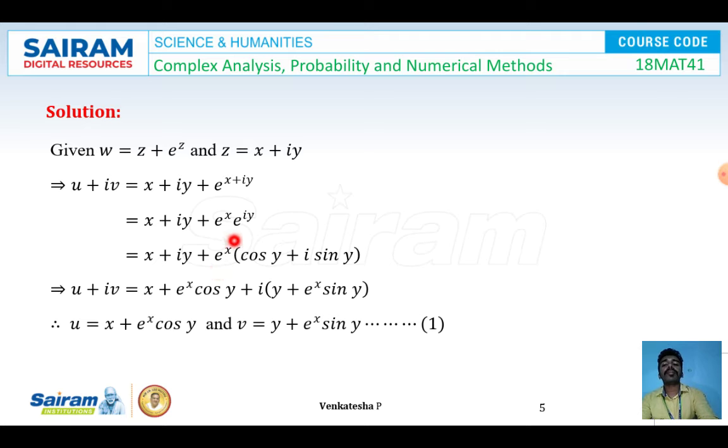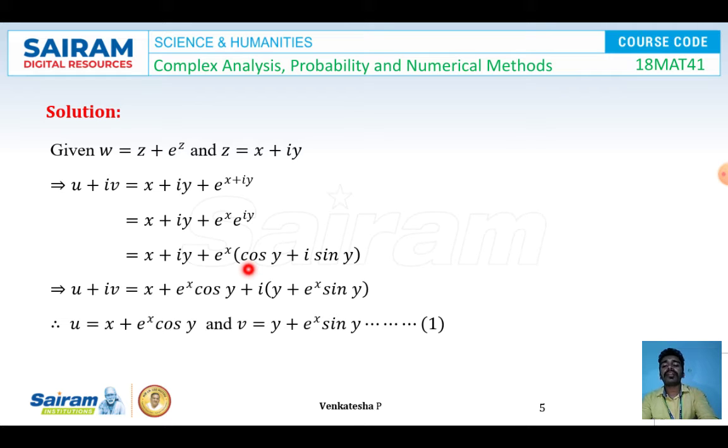The formula for e power iy is cos y plus i sin y. So it will become e power x into cos y plus i sin y. Now taking the e power x term inside, I got the equation like x plus iy plus e power x cos y plus i into e power x sin y.